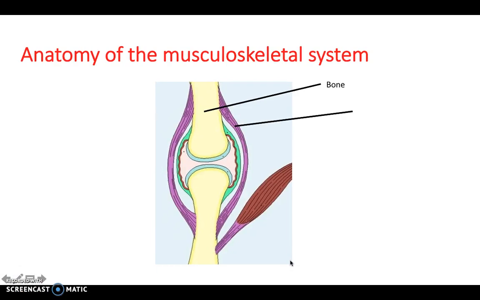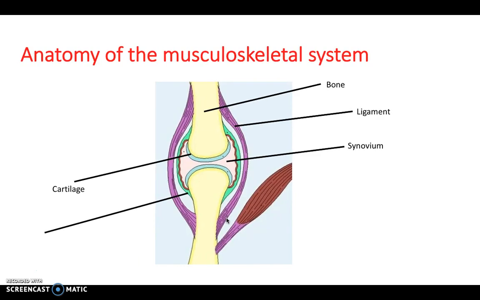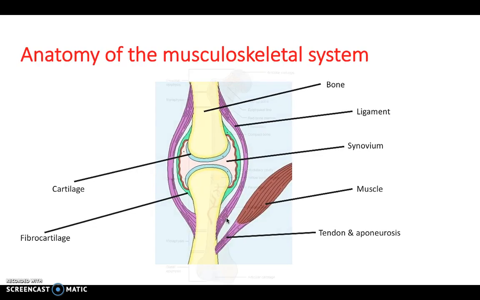So here we can see an image of two bones that are articulating together, and articulating just means interacting with each other. So this is a ligament attaching bone to bone. Then we have the synovium, which remember we said before is mainly cellular. This is the cartilage, and we'll learn about the different types of cartilage later in one of these videos. We can also see fibrocartilage here, and this is muscle, and connecting the muscle to the bone we have a tendon and its aponeurosis, so connecting muscle to bone is a tendon.